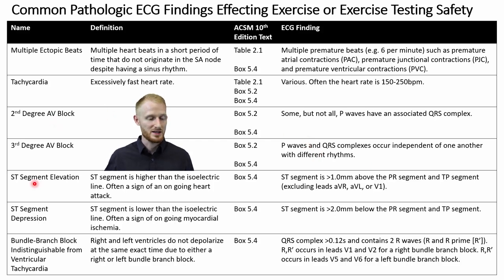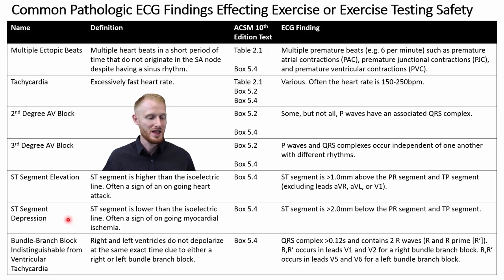The next one on our list is ST segment elevation. So this, remember, the ST segment is between the QRS complex and the T wave. It should be isoelectric with the other isoelectric lines. So the PR segment and the TP segment, which is the segment between the end of the T wave and the beginning of the P wave for the next cardiac cycle. It should be in line. If it's elevated, we're going to talk about that in a minute, but it's a sign that you might be having a heart attack or someone might be having a heart attack.